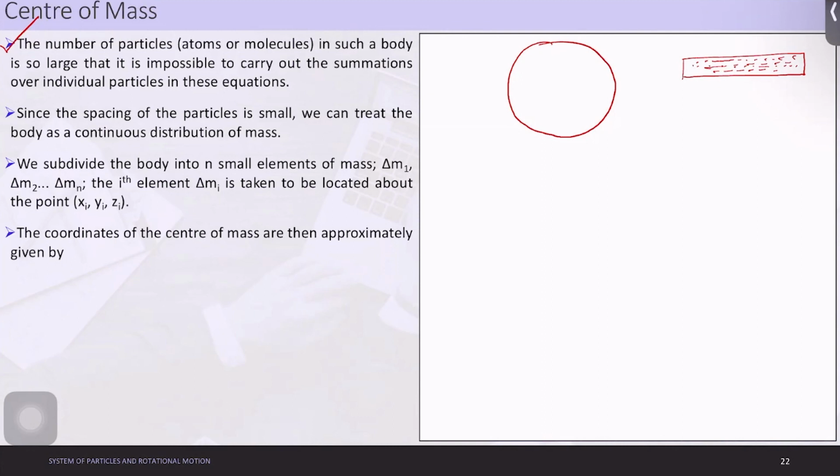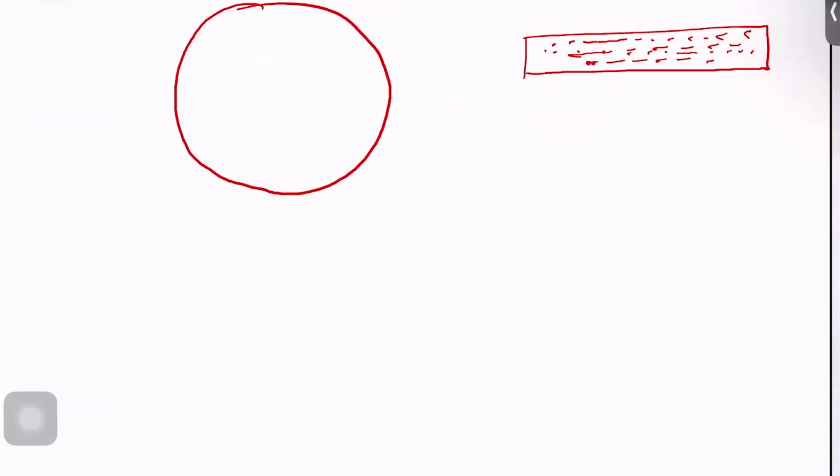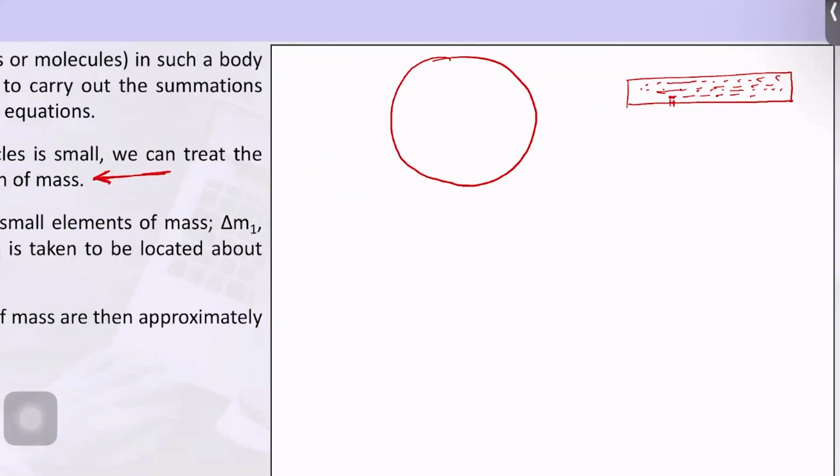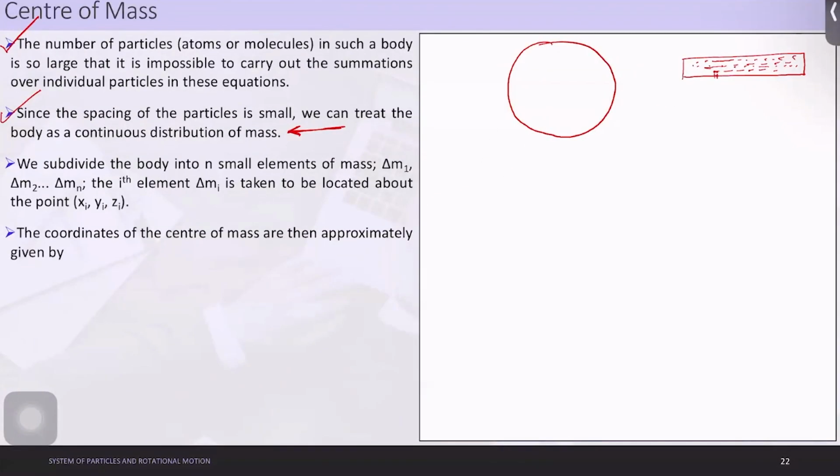Right? The number of particles, atoms or molecules in such a body is so large that it is impossible to carry out the summations over individual particles in this equation. Since the spacing of the particles is small, we can treat the body as a continuous distribution of mass. I hope you understood this. Because if you see clearly, the spacing of each of these particles is very, very small. Okay, so we can treat the body as a continuous distribution of mass.